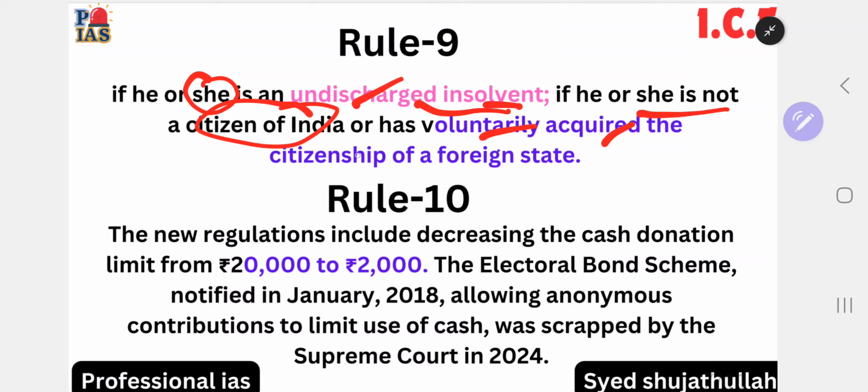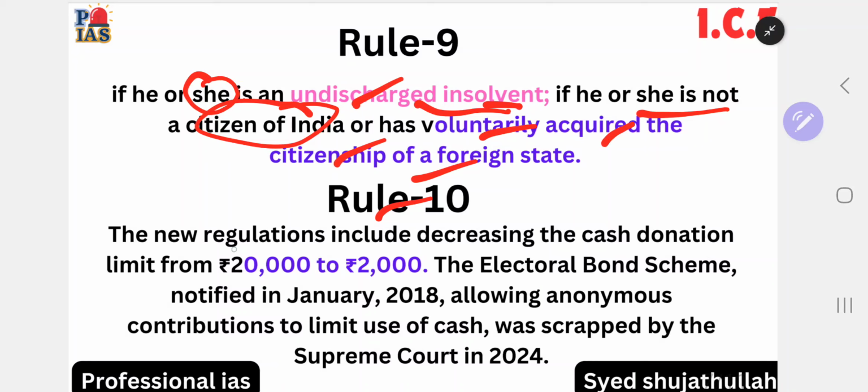And if you voluntarily acquire the citizenship of a foreign state, suppose you are a member of Lok Sabha today, suppose Prime Minister Modi ji has won the elections in Varanasi. His term started after the Lok Sabha elections, and 1 year passed. After 1 year he went to the UK and took the citizenship of the UK. Then at the instant he takes the citizenship of a foreign country, he will be disqualified, meaning that the seat or constituency he is representing will be vacated.